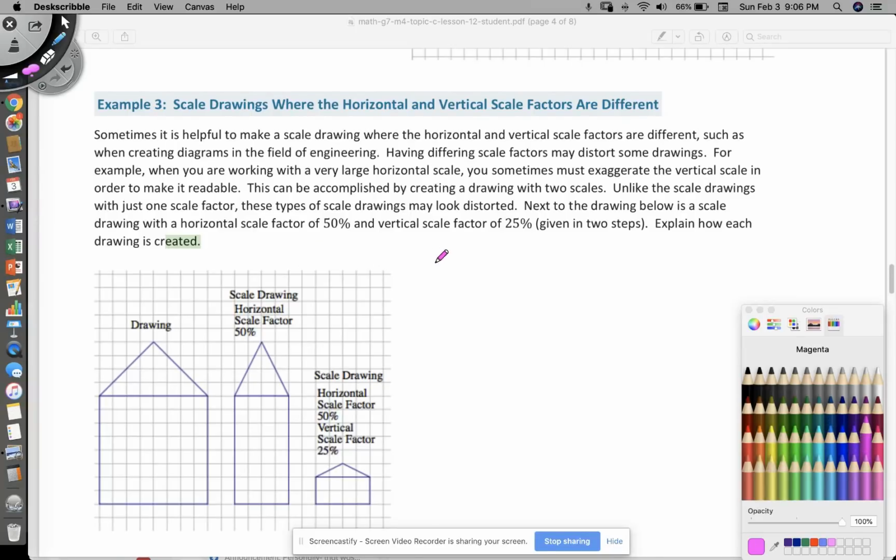Okay, so we have the horizontal. Now, if you remember, horizontal goes side to side of the house. All right, now if you count the horizontal here, let's see what we have. We have 1, 2, 3, 4, 5, 6, 7, 8. So we'll say 8 units. And the horizontal scale factor is 50. So we're going to times that by 0.5, and we get 4.